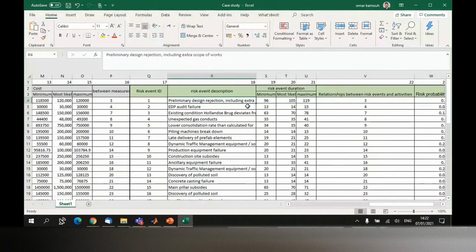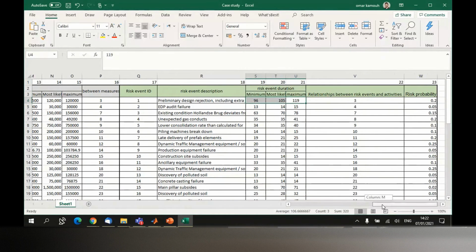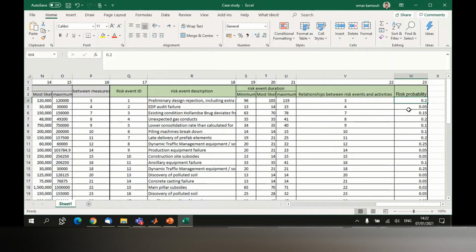So if this risk event occurs, then it can delay your specific activity, for example, or your project by 96 days, 105 or 119, or something in between. And a probability of occurrence. So 25% of times this risk is going to take place, and if it takes place, then it's going to incur this delay. That's why you have to define an extra parameter here, which is the risk probability.